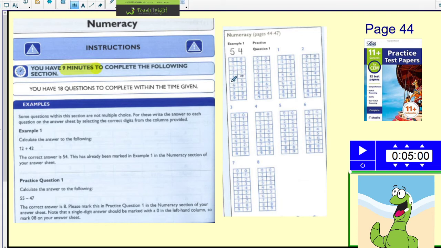The correct answer is 54. This has already been marked in example 1 in the numeracy section of your answer sheet. So please check you're comfortable with how they've marked it. It's 54. Practice question 1. Calculate the answer to the following: 55 minus 47.